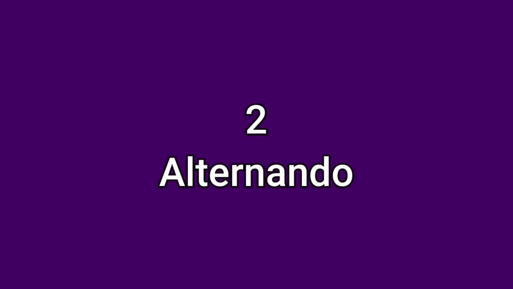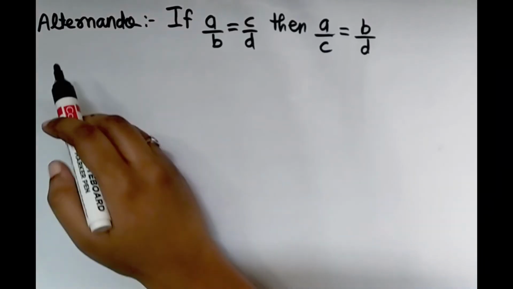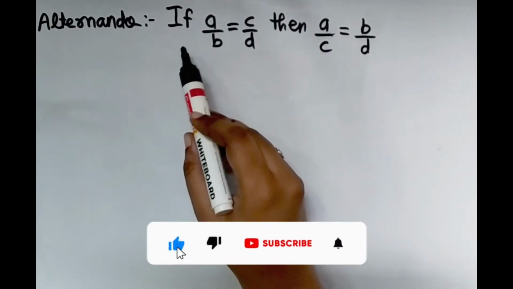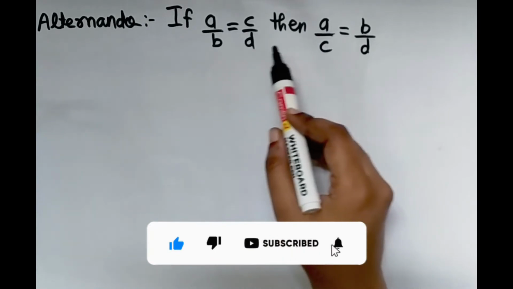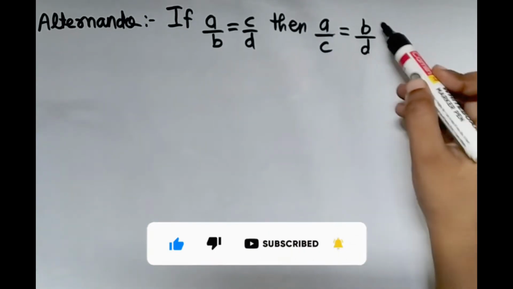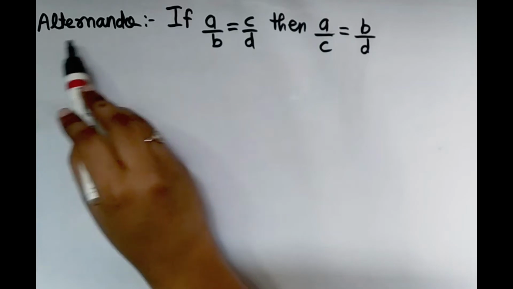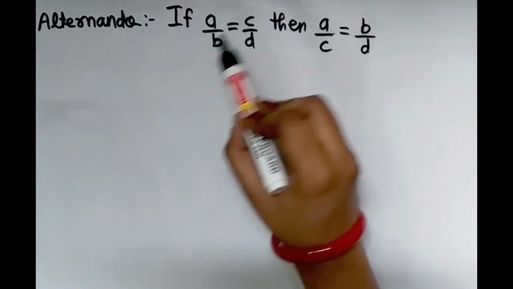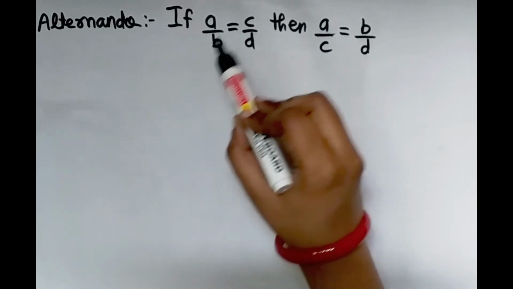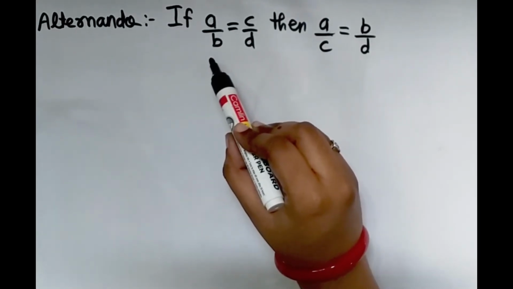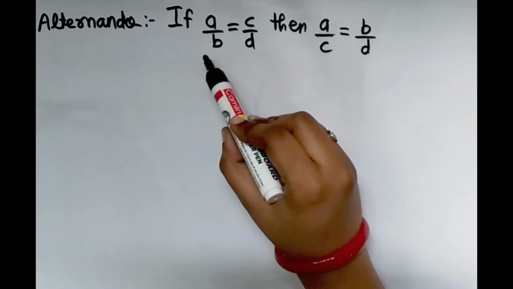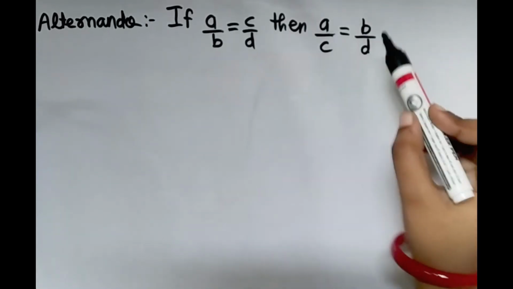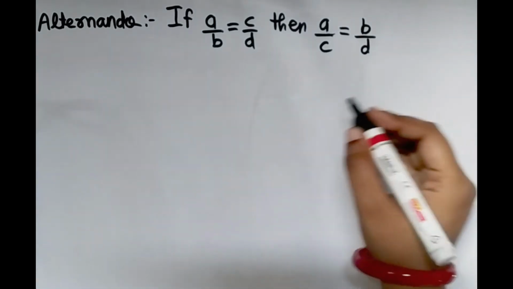Next property is alternando. Now we will prove this property. If A upon B is equal to C upon D, then A upon C is equal to B upon D. So alternando, from the name itself you can see alter means change. So we will interchange the position of B and C. In place of B we will write C, so A upon C, and in place of C we will write B, B upon D.